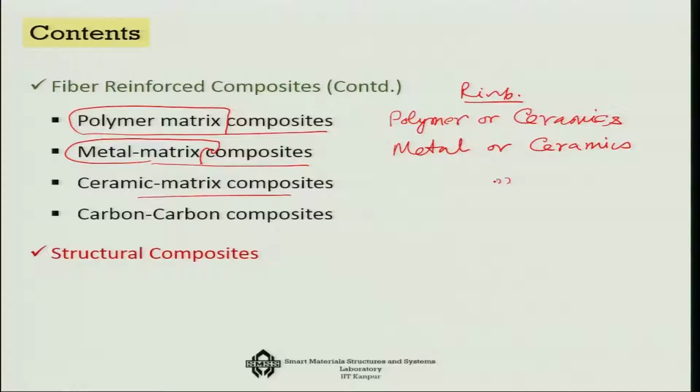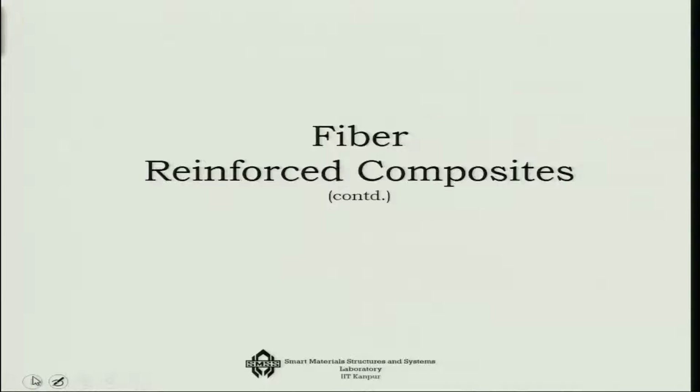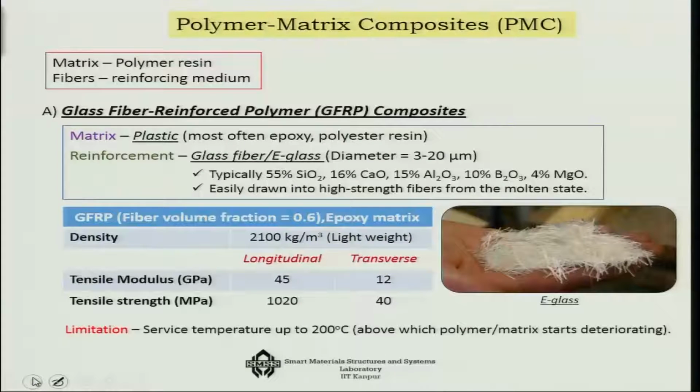For carbon-carbon composites, carbon itself is the matrix and carbon itself is the reinforcement, okay, mostly in a carbon or graphite form. So this is what we are going to have, an overview of the whole thing, and then finally we are going to talk about structural composites. That means how do you make a composite layer by layer. Now let us first talk about fiber reinforced composites.